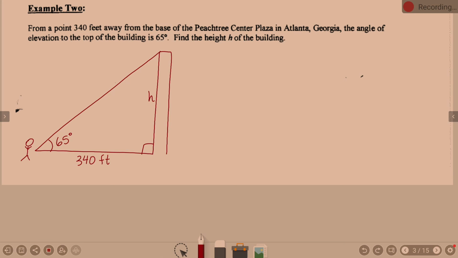I know a 65-degree angle, I know a 340 length side, and I'm trying to find another side. What are we doing here? Tangent of 65 degrees, I like it, is equal to what? Okay, it's equal to opposite over adjacent, which is h over 340.